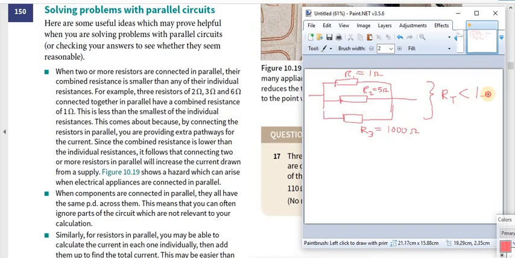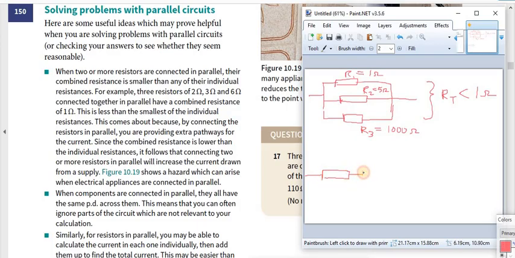You see, 1 ohm is the least resistance. So if resistors are connected in parallel, the total resistance should be less than the least resistance in that parallel connection. But if it is a series connection, this is the opposite. If resistors are connected in series, now again I can consider these three resistors, R1, R2 and R3.